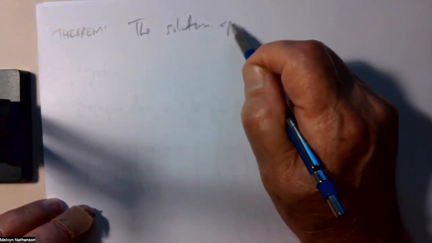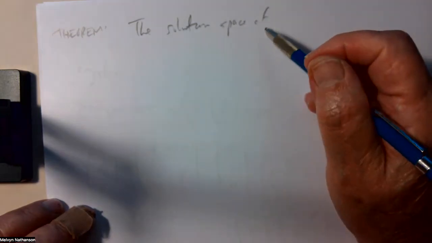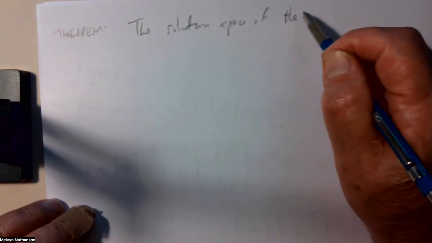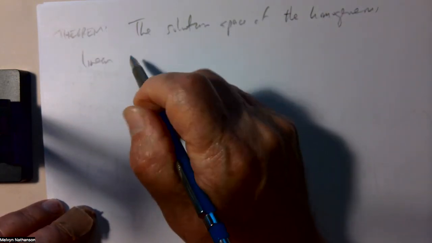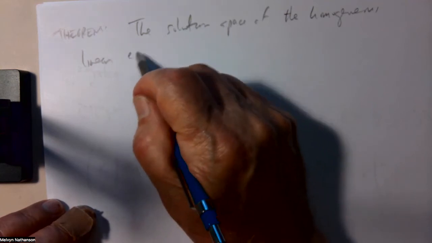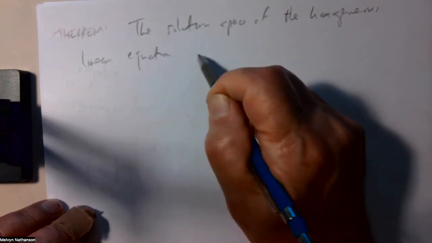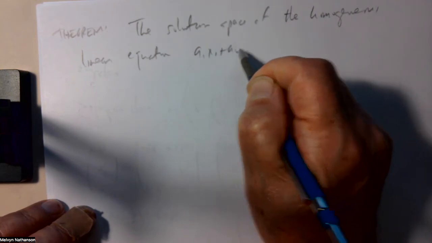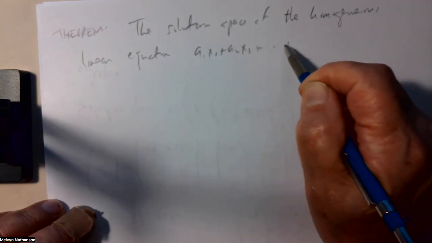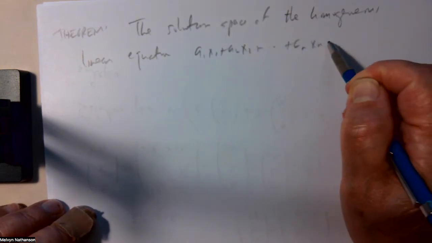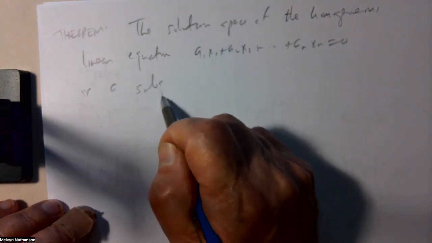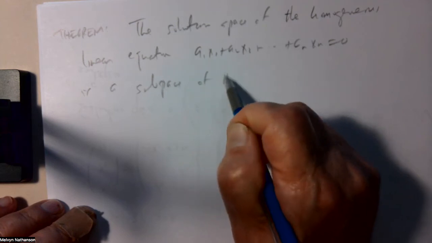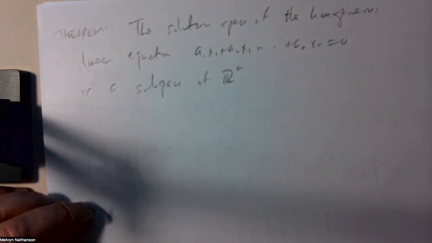The solution space of the homogeneous linear equation a1x1 plus a2x2 up to anxn equals 0 is always a subspace of Rn.